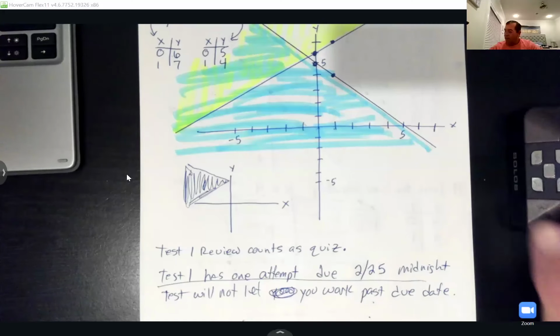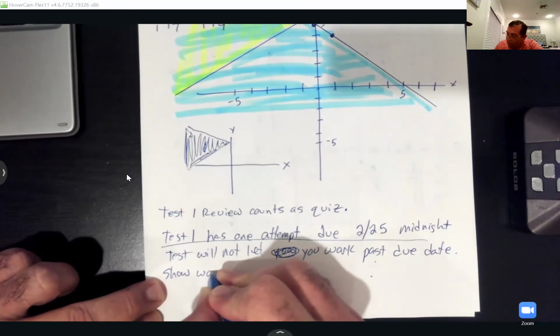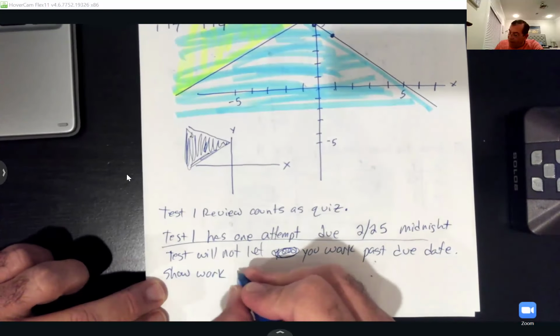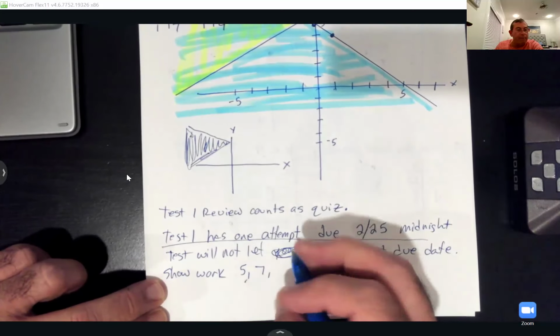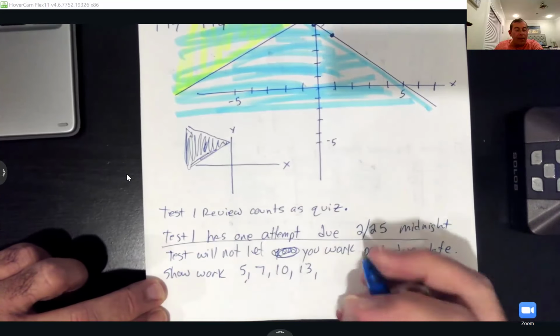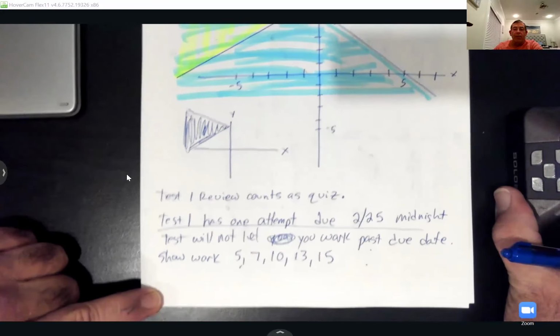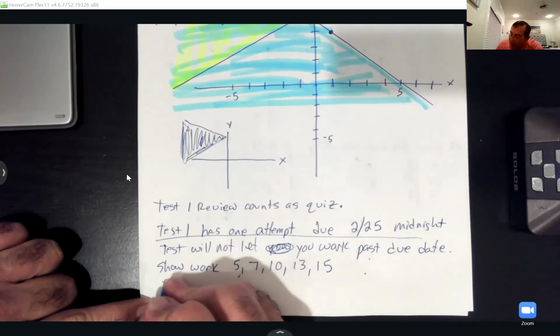Oh, yeah, I see my chat lighting up. Let me see what it's saying. Okay, so the ones that I needed the working for, let me write them down here real quick. So y'all, the ones that need numbers, you're going to show work on 5, 7, 10, 13, and 15.